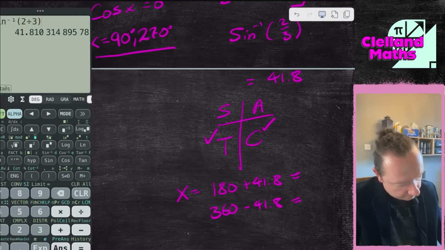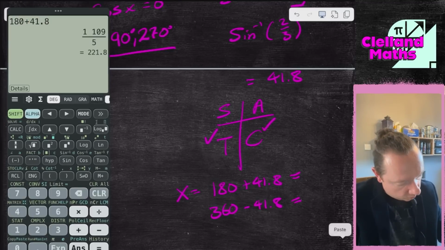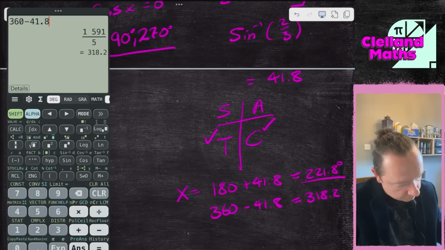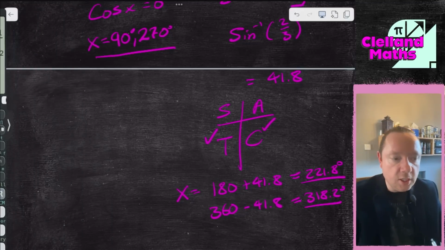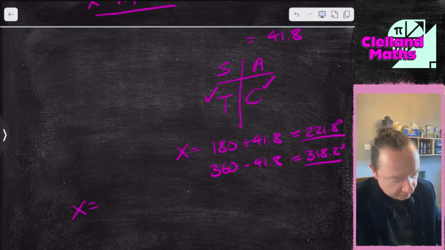So let's just do that. 180 plus 41.8 is 221.8, and 360 minus 41.8 is 318.2. So there's our two answers. And we're done there. We've got all 4 answers. You can write them out in a line if you want, just to be neat.